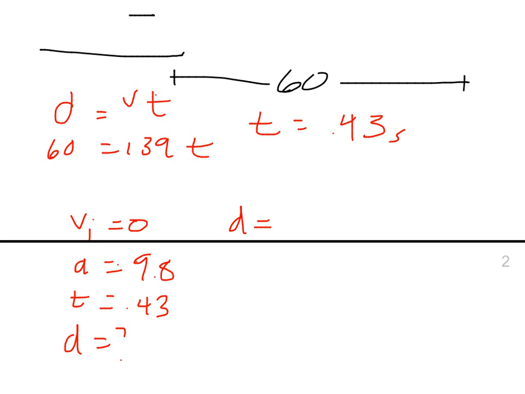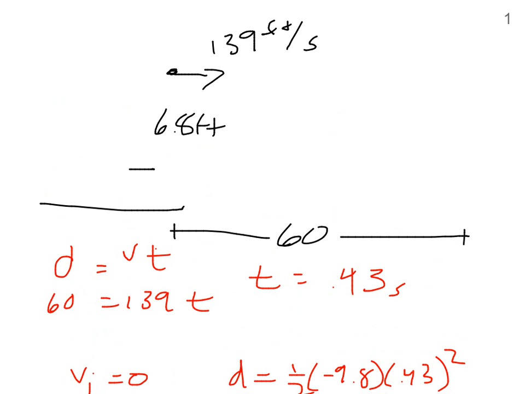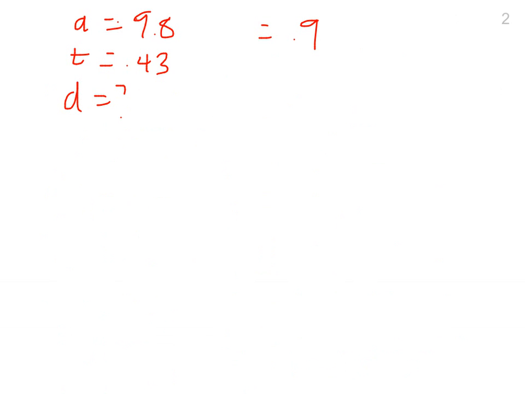So I know that D equals VIT, which is 0, plus 1/2 times negative 9.8 times 0.43 squared. So 0.43 squared times 4.9 gives me 0.9 feet. So if it started at 6.8 feet above the ground and it falls 0.9 feet, I have 6.8 minus 0.9, which gives me 5.9 feet above the ground when it reaches the plate.